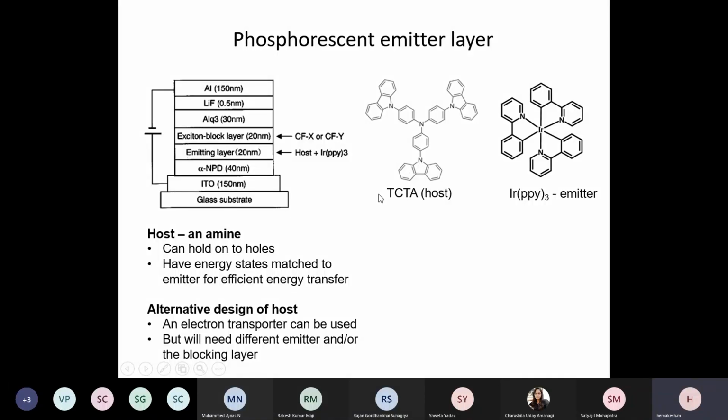Instead of a hole transport layer, you can have an electron transport layer as the host material, but that will require another kind of emission layer and other kinds of layers that make the system complicated. Those complicated designs exist, but we will not go there. We'll limit to a host that controls the transport of holes and also acts as a host for the iridium complex. And that forms this layer, which is the main layer from which the exciton recombination and emission is happening.